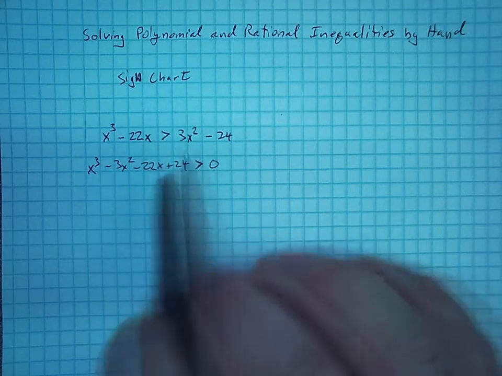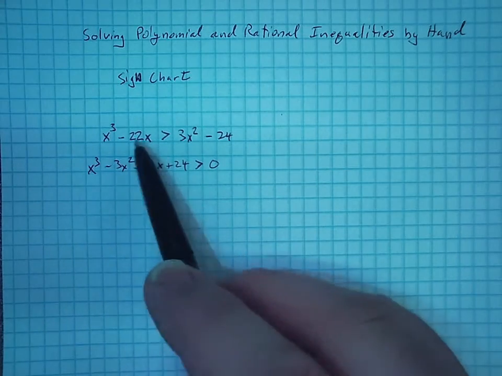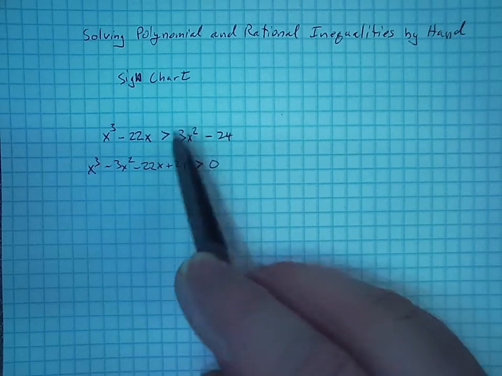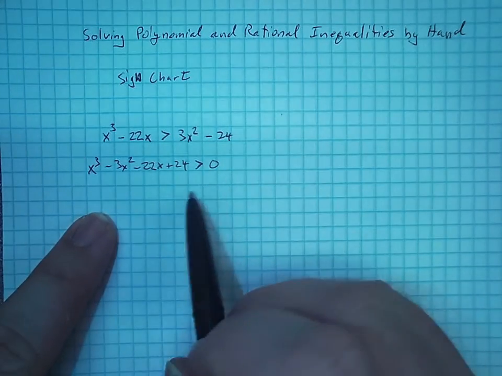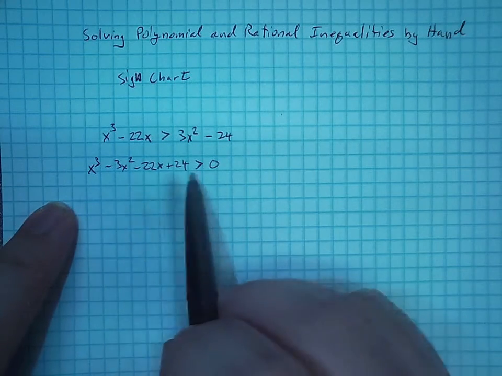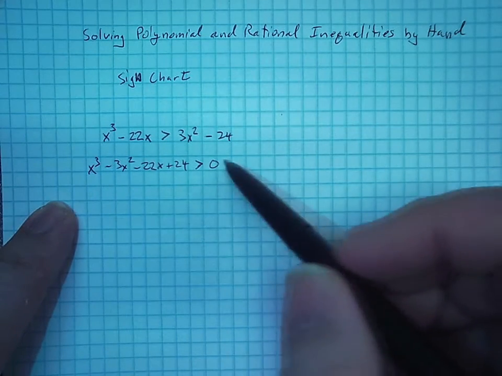You can switch the whole problem. Like if you want to have a positive one that's positive on the right and you want it on the left, just switch the inequality around and that's fine. But here I am on the left. Greater than 0 is what I have.